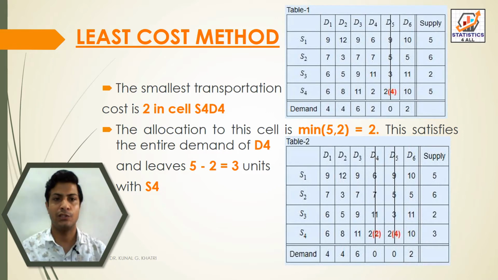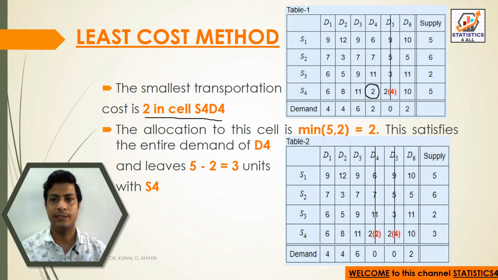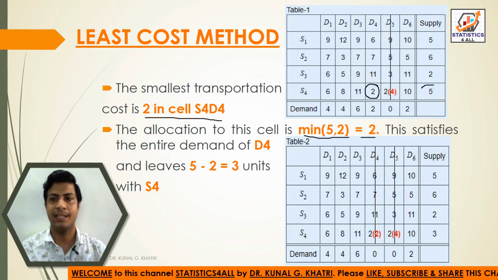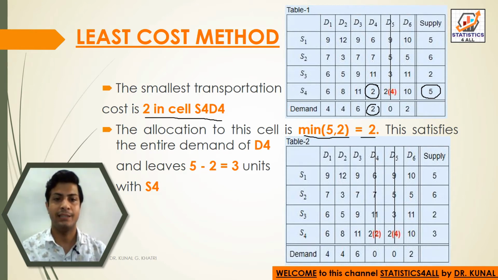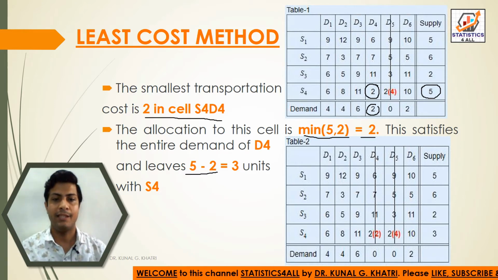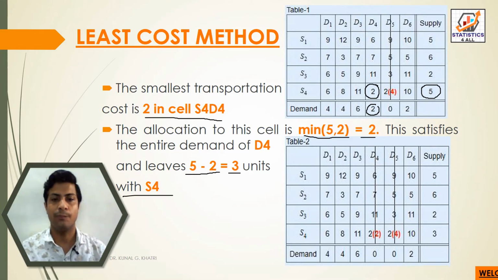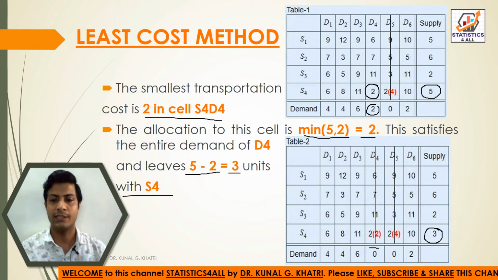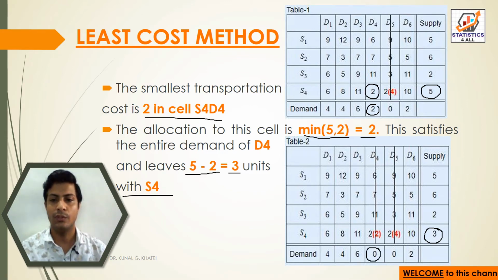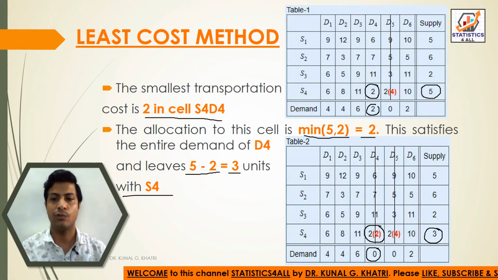Now the smallest transportation cost is 2 in cell S4D4. S4D4 here is 2. Now the allocation of this cell is minimum of 5 and 2, where 2 is minimum. Here we can see that the supply is 5 and the demand is 2 in this column. Now it leaves 5 minus 2, that is equal to 3 units with S4. Here we deduct 5 minus 2, and get the value 3 in table number 2, and 2 minus 2 is equal to 0. As we allocate 2 in S4D4, that is 4th row 4th column, the demand is 0, so we cut the 4th column.